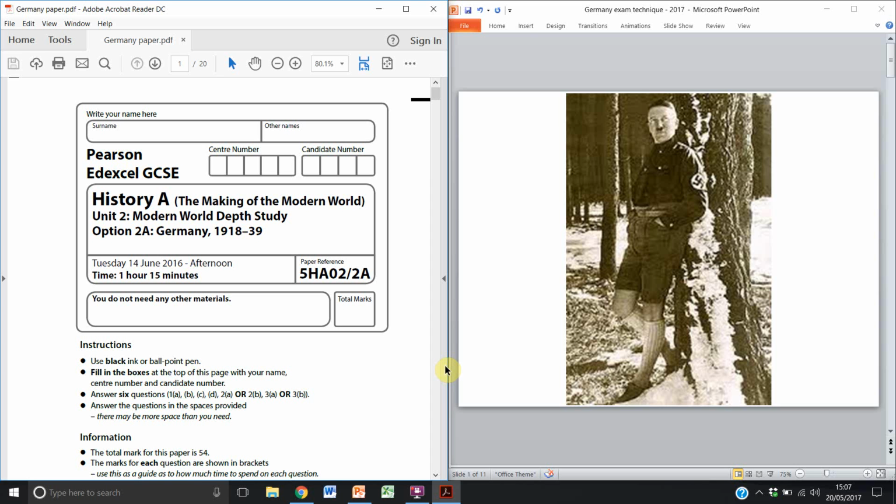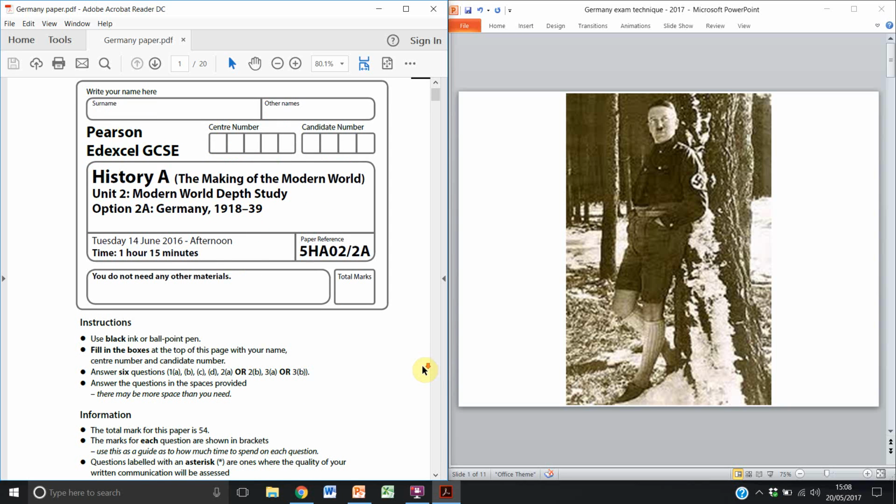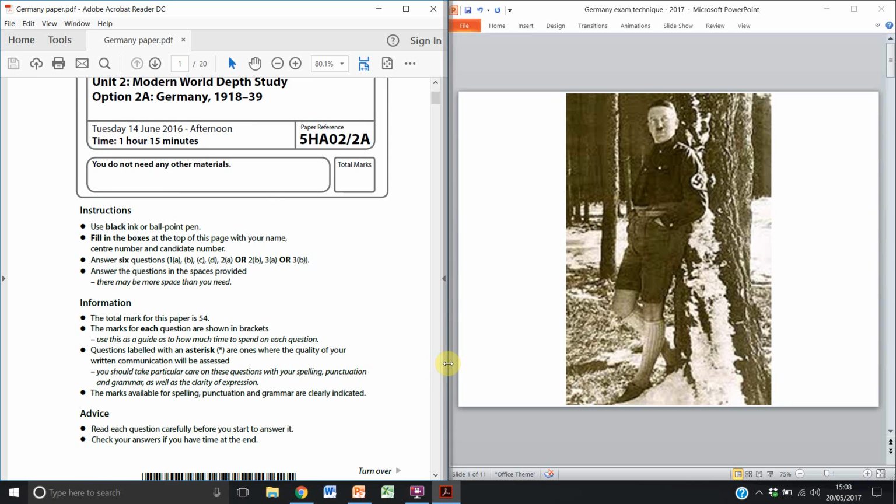Most students will have 1 hour and 15 minutes to write their answers, but obviously students with extra time will have longer. This exam paper has 6 questions that need to be answered. Question 1 contains 4 sub-questions, so there's 1A, 1B, 1C and 1D. Question 2, there is a choice between 2A or 2B, and the same with question 3, there is a choice of 3A or 3B.